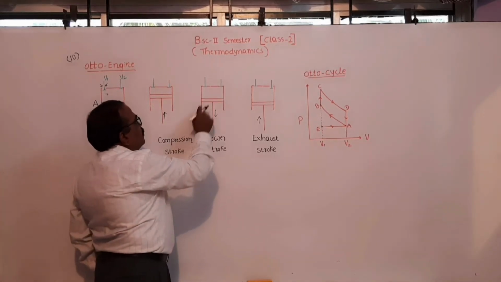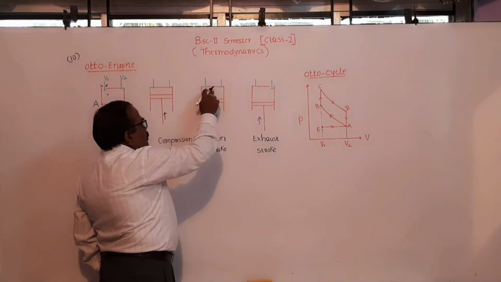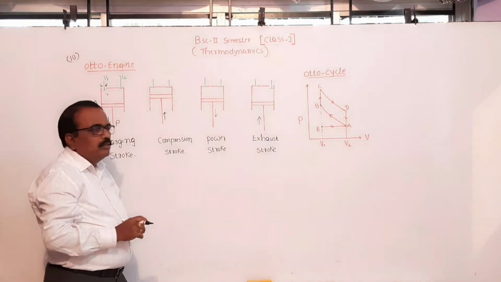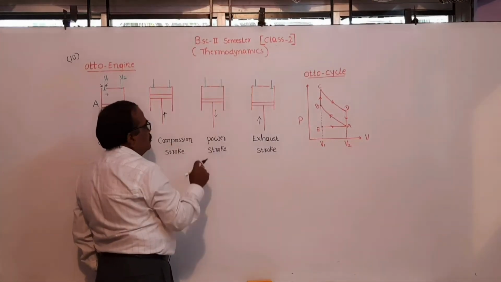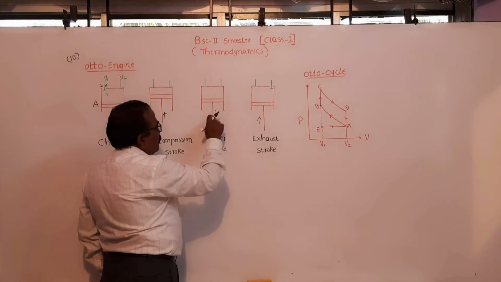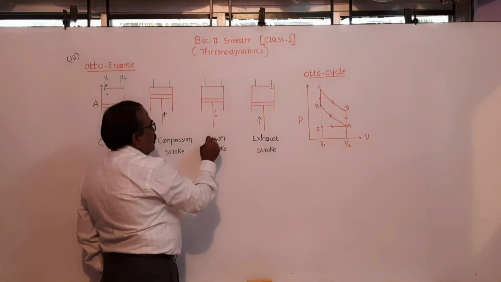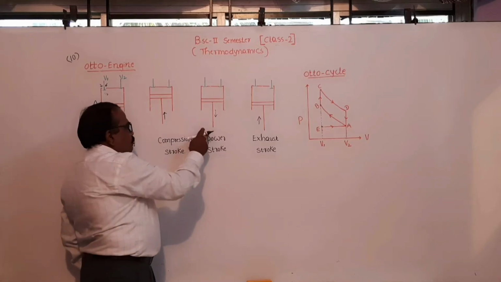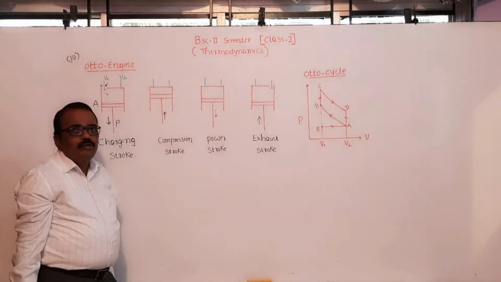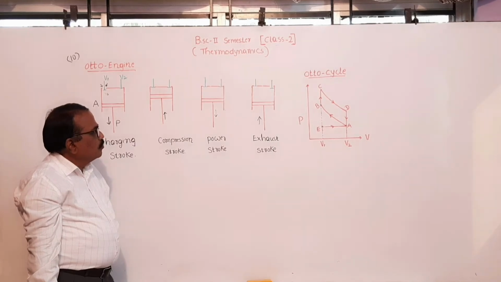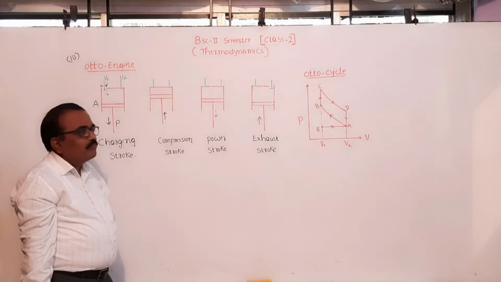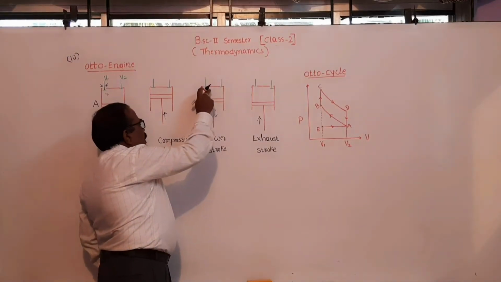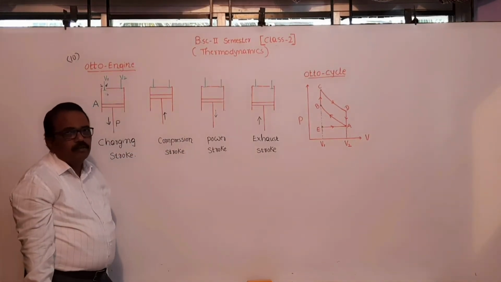After this, it reaches a certain stage, and suddenly the piston moves in the backward direction, the outward direction. So your engine starts working. This is known as the power stroke, or also it is called the working stroke. At the end of this, adiabatic expansion takes place.